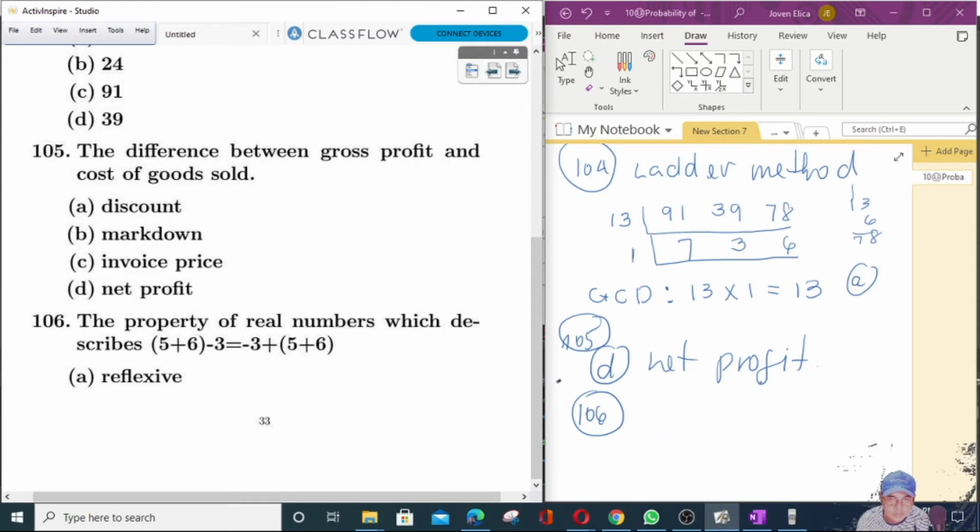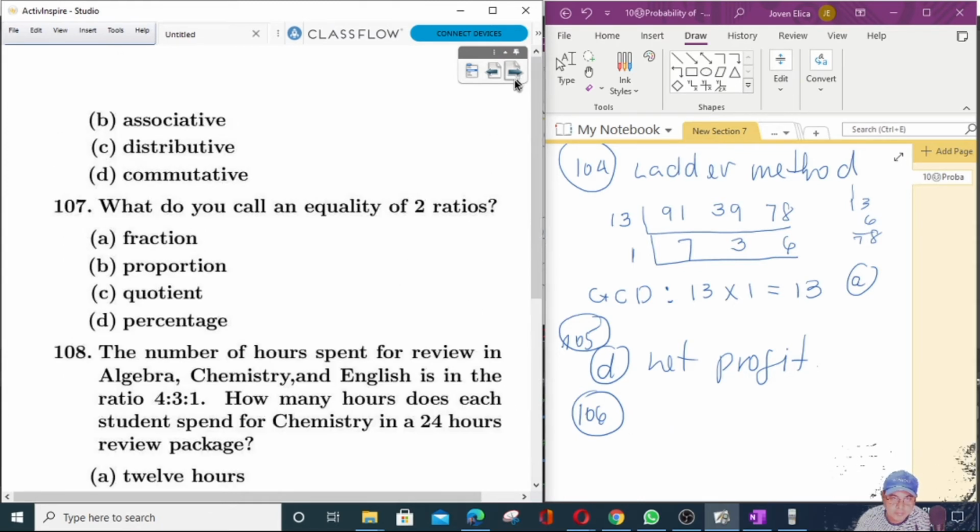So what property of real numbers is involved in this particular problem? Definitely letter A, reflexive, that is not reflexive. Associative, that is not associative because it's not a multiplication. Distributive, definitely it's not distributive because the given left equation is not being distributed individually. So the answer is letter D. This is the commutative property of addition. Take note, this is an addition.